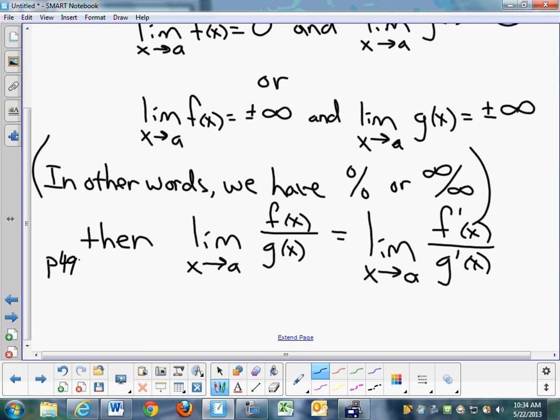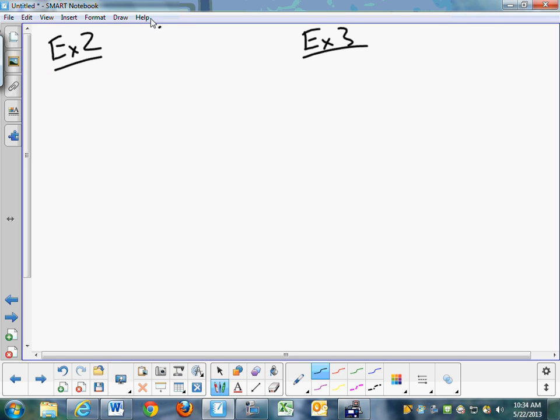This is page 494 of your book that we pulled L'Hopital's rule from in case you want to reference. So let's go to the two examples. Ella brought up a very good one. Let's say the limit as x approaches 1 of x to the third minus 1 over x squared minus 1.